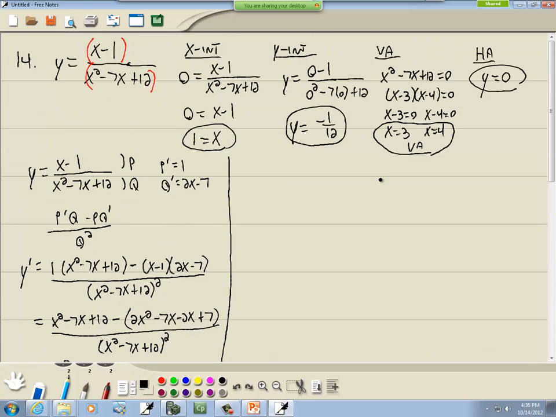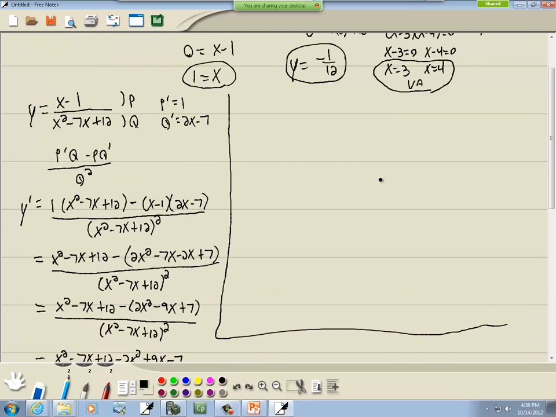Okay, let's come up here. Start coming up with our graph. Vertical asymptotes at 3 and 4.